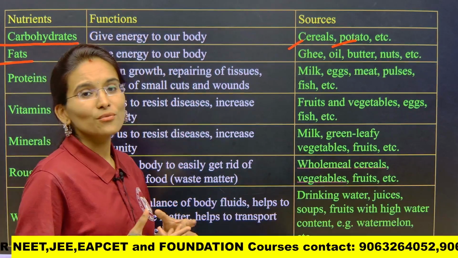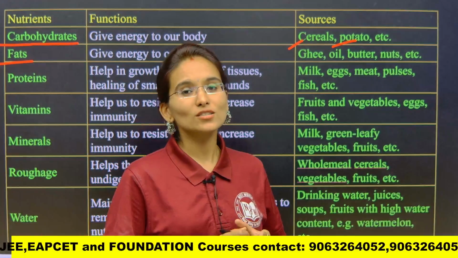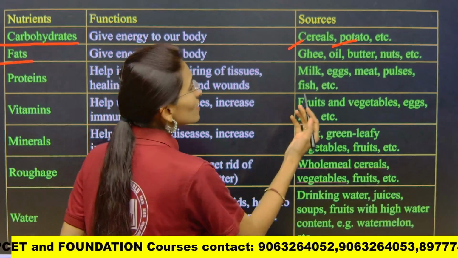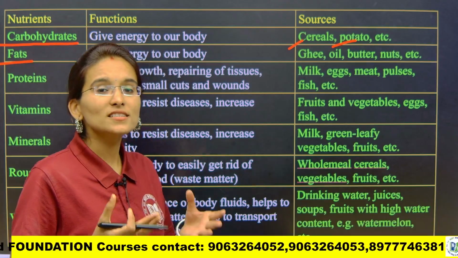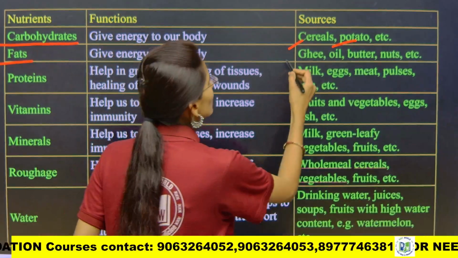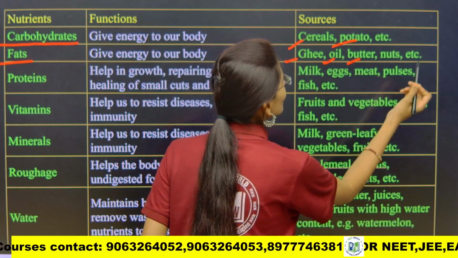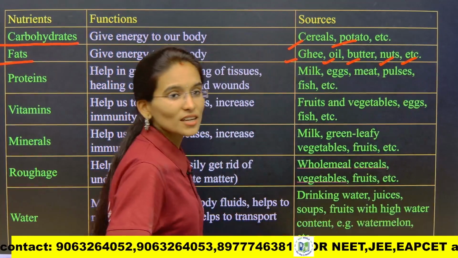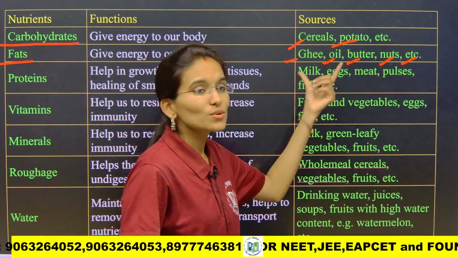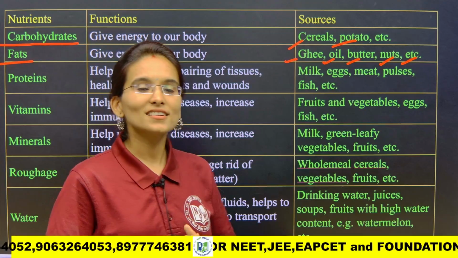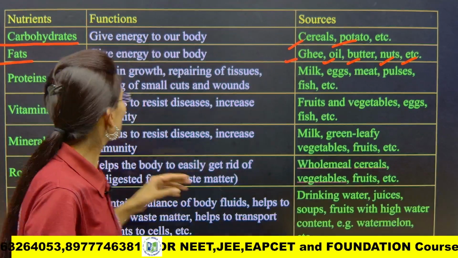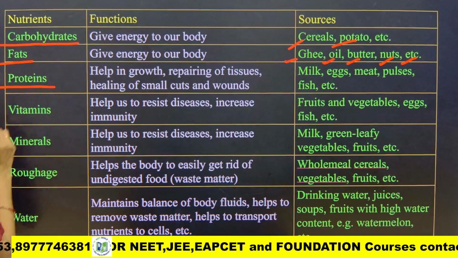So where can we find the fats? What are the main sources of the fats? Fats are present more in ghee, oil, butter, nuts, etc. So these are the food sources where the amount of fats is very rich. So next one is proteins.